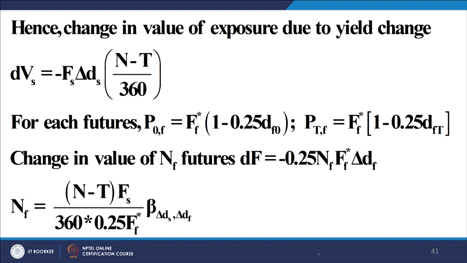Hence, the change in value of the exposure due to the yield change: you anticipated DS0, it turned out to be DST. The change in the investment amount that you have made due to accommodating this yield change is given by this expression. For each futures, using the same notation as we had earlier, this is the change in the futures position. This is the number of contracts, this is the face value per futures contract, this is the change in the yield of the futures contracts. And when you simplify this, we again arrive at the same expression, which is given by NF is equal to N minus T. Of course, there will be a negative sign if you want to highlight the long-short relationship, then this minus sign will have to be there.